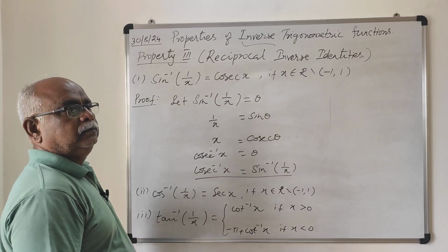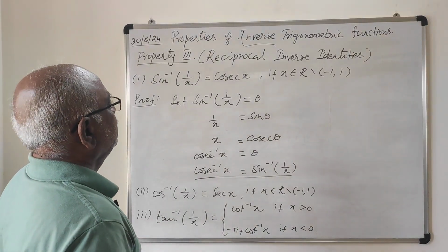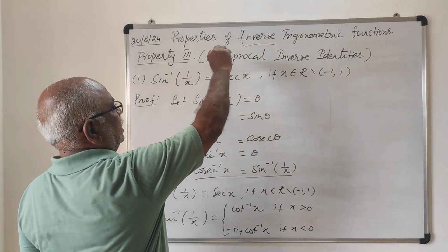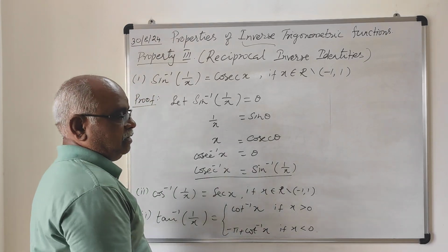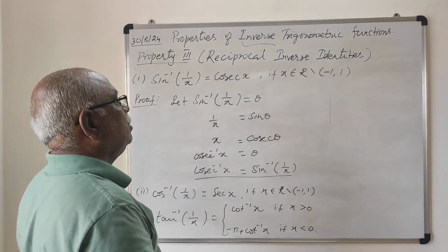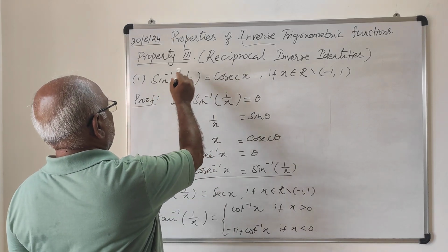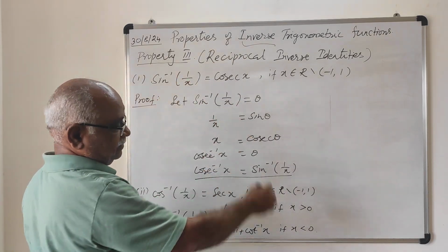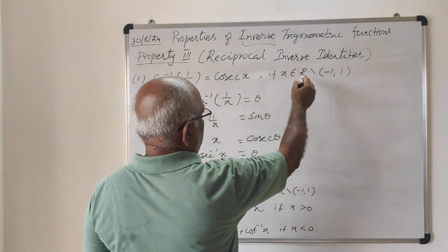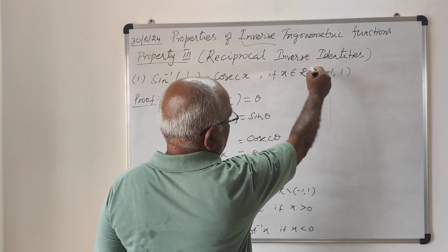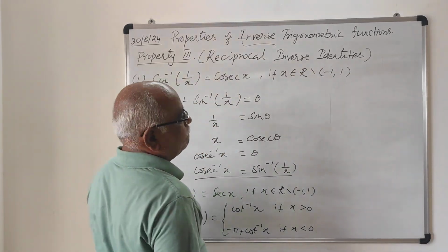Now property 3. Property 3 is also called reciprocal inverse identities. The first result is sin inverse of 1 by x equal to cosecant inverse x, if x belongs to the domain real line except the open interval minus 1 comma 1.